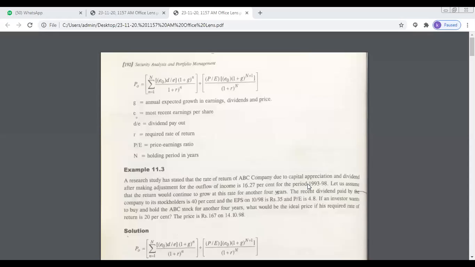Just give me a minute. Yeah, can you see the screen? Can you see the problems here? Yes, sir. Yeah.